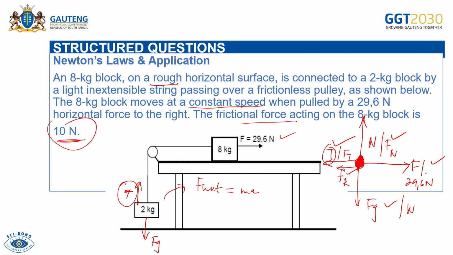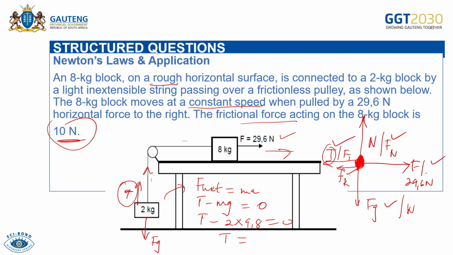Which direction do you take as positive? To the right, which means this is how the system is going to move. So tension here is going to be positive, then minus mg, which is your Fg, equals 0. Tension minus 2 times 9.8 equals 0. Then tension is going to be what?